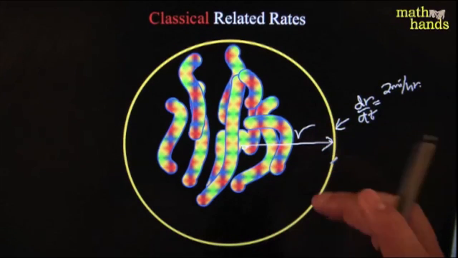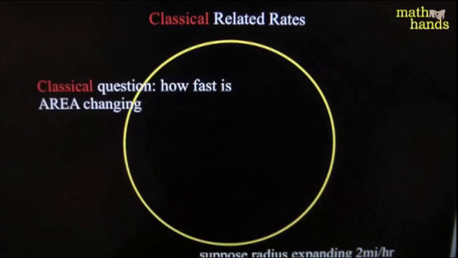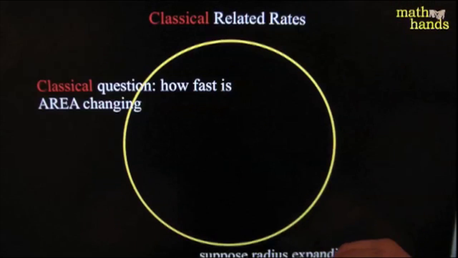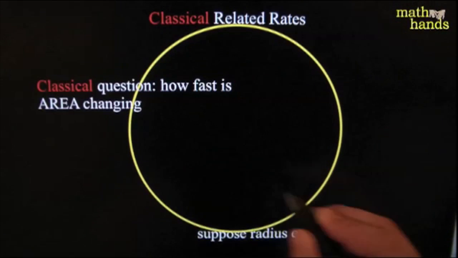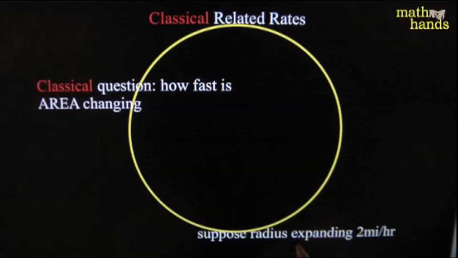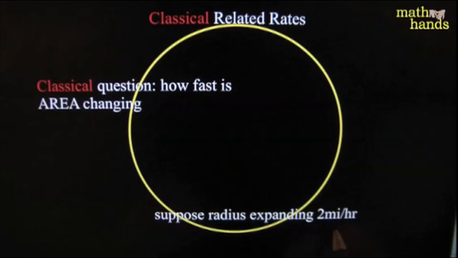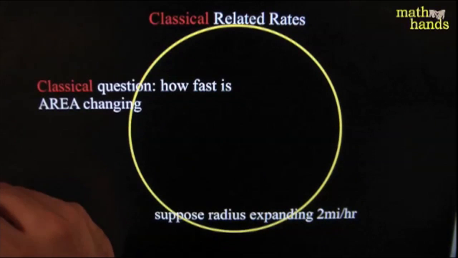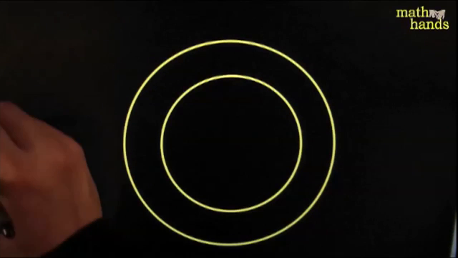Here's a classical question for us. The classical question is, how fast is the area changing if we know that the radius is expanding at 2 miles an hour? And again, let me illustrate the nuances of the problem.